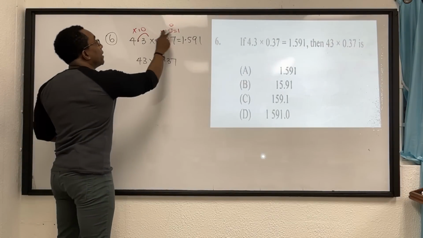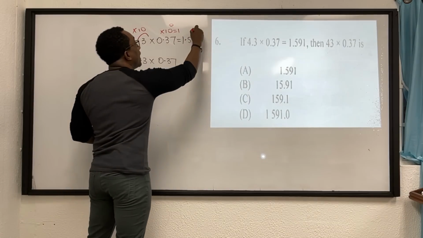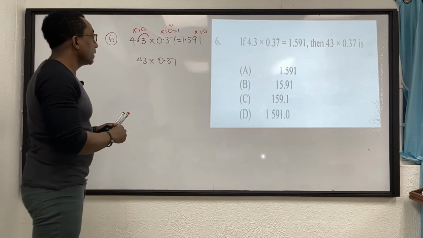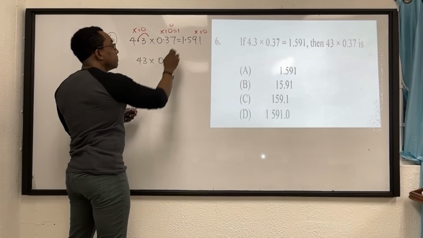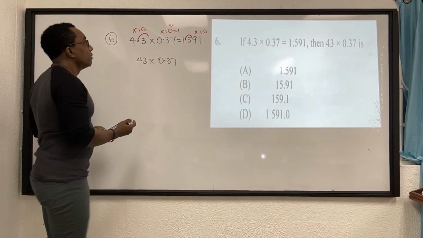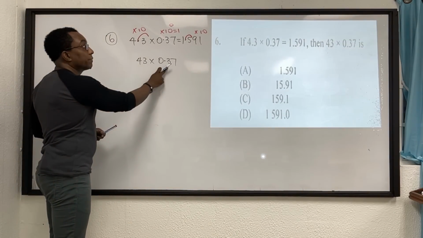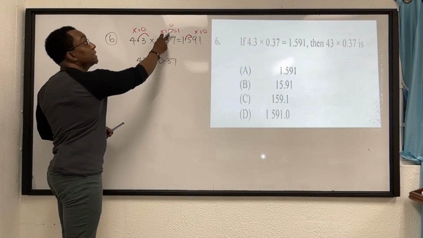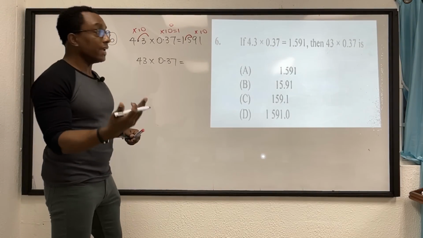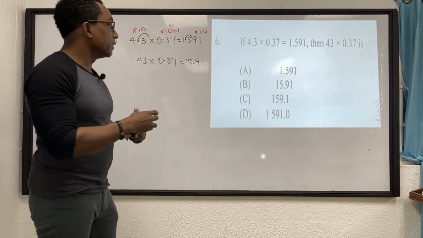And we know 10 by 1 will give us 10. So we're going to multiply 1.591 by 10. And when we multiply 1.591 by 10, it means that this decimal point will move one place to the right. And therefore, 43, which is obtained by multiplying 4.3 by 10, and 0.37, which is obtained by multiplying 0.37 by 10 to the power 0, will give us 1.591 by 10, which becomes 15.91, whose answer is B.